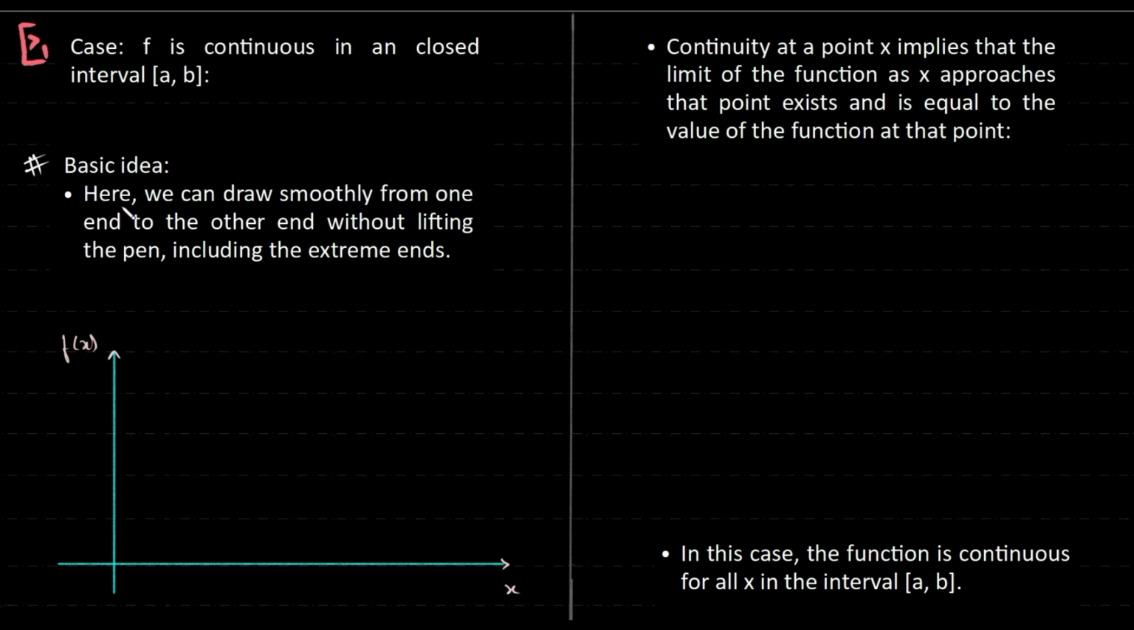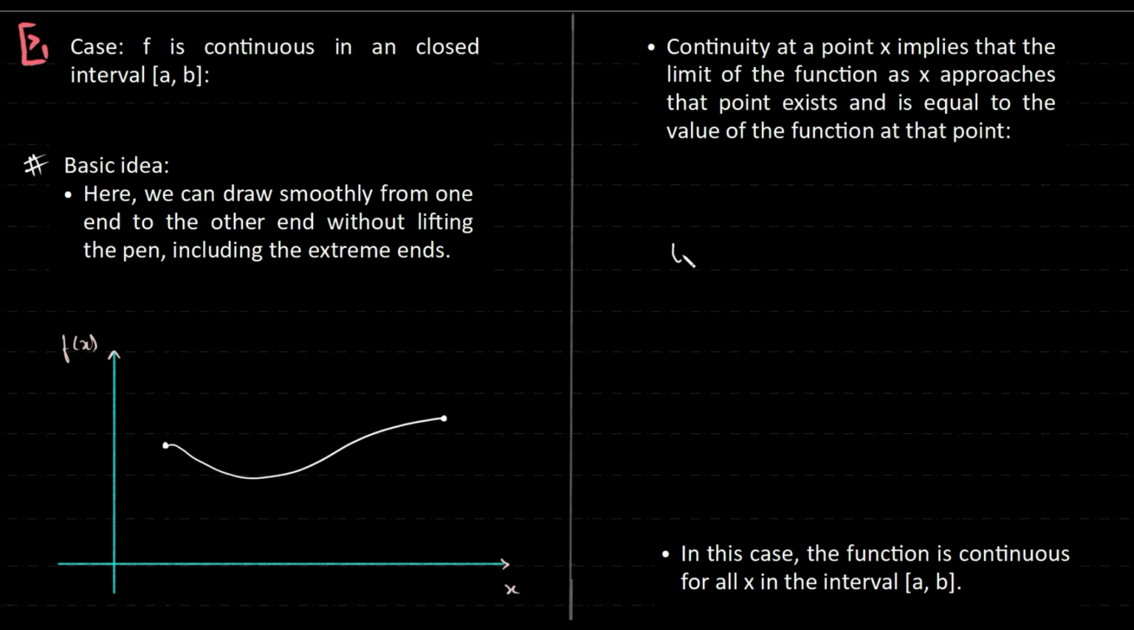Like before, the basic idea over here is we are drawing smoothly from one end of the function to the other end without lifting the pen, including the extreme points. So basically, we're including this, we are drawing and including this as well. So continuity at a point x implies that the limit of the function as x approaches that point exists and is equal to the value of the function at that point.